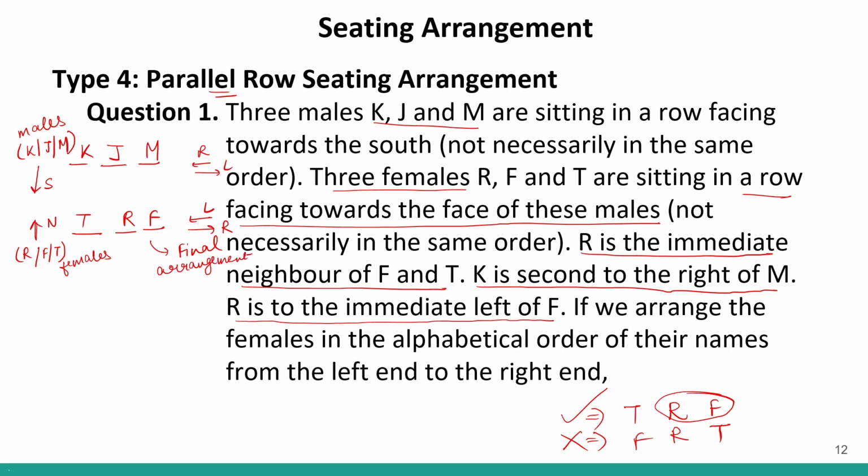Now, we have to arrange the females in the alphabetical order of their names from left hand to right hand. So this is the left hand, correct? And this is the right hand. We have to arrange them alphabetically. So if I arrange them alphabetically, what will I get? I will get F, R and T. Correct? This is my rearrangement, this is after rearrangement.